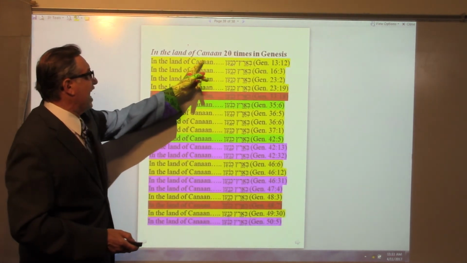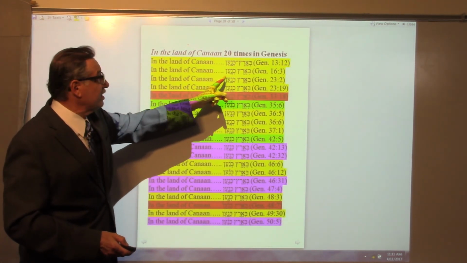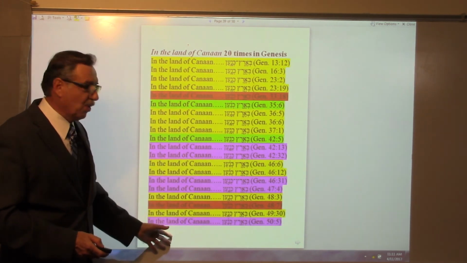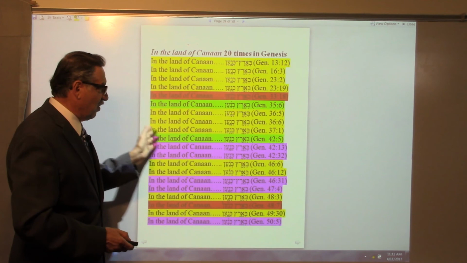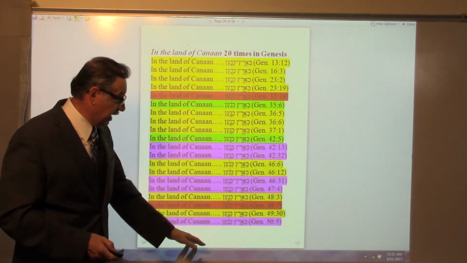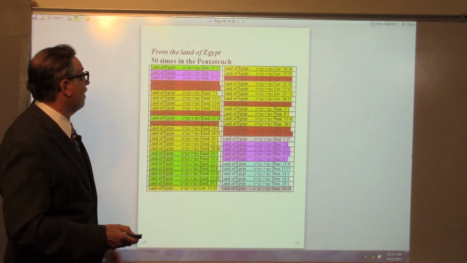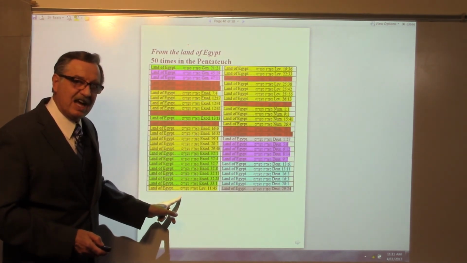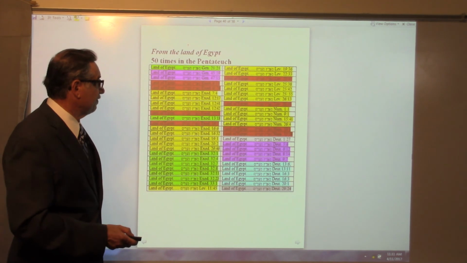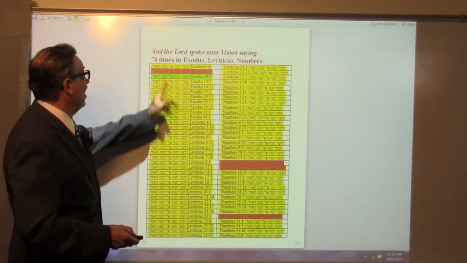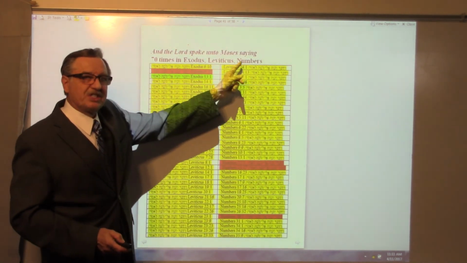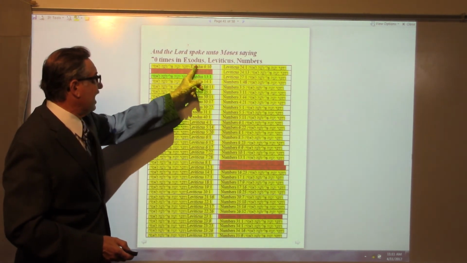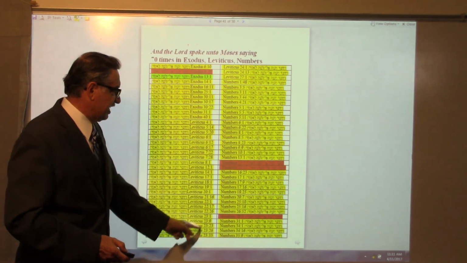In the land of Canaan, 20 times appears in Genesis. Looks kind of like rainbow colors. All these writers all writing the same phrase and then coming up with 20. From the land of Egypt, 50 times. And the Lord spoke unto Moses, saying, exactly 70 times in Exodus, Leviticus, and Numbers.